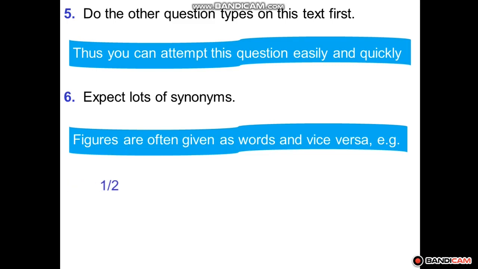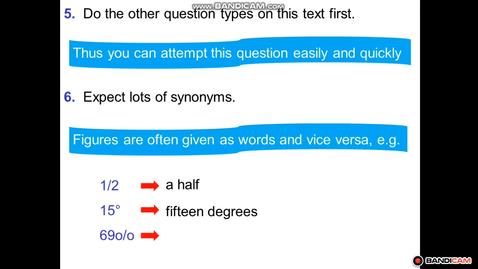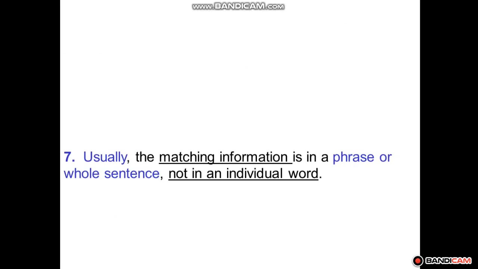Okay, for example, if the information is "one of two," that can be "a half." Like this, and vice versa. So these are examples, and that's how they paraphrase. That's another way of paraphrasing: 69% and 69%. Okay.